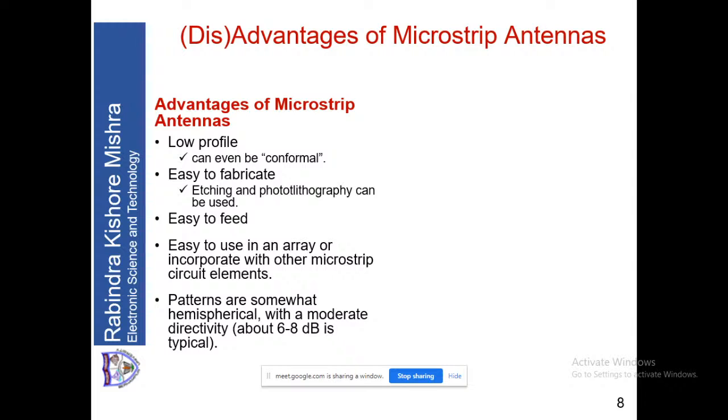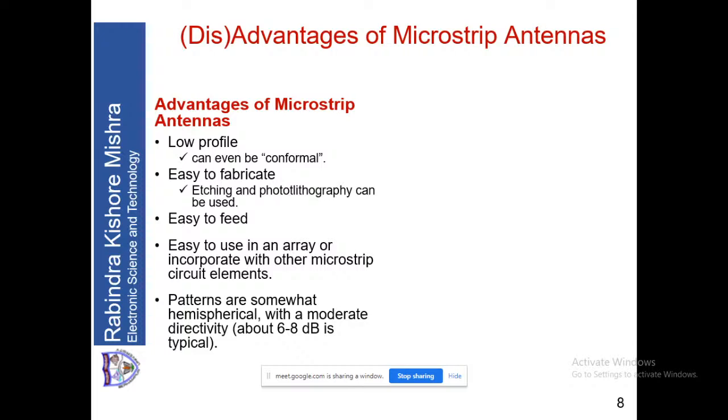Then radiation patterns are somewhat hemispherical and with moderate directivity. About 6 to 8 dB is the directivity of the microstrip antenna. So being a small antenna, it gives you 6 to 8 dB of typical directivity. That is an advantage. These are some of the advantages of microstrip antenna. There are various other advantages. Go through the Balanis book, you will see those.